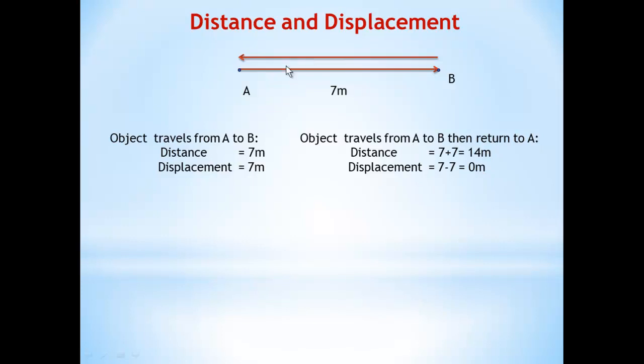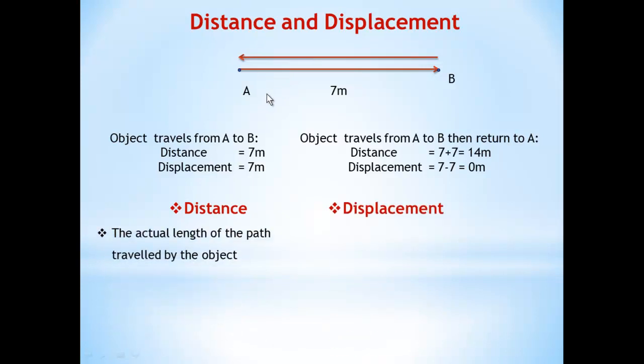So here we can say that the distance of an object is nothing but the total path traveled by the object. That is called the distance of an object. Distance traveled by an object is equal to the total length of the path traveled by the object. Okay, the total path traveled by the object is A to B, that is 7, then B to A, 7, and that is the distance traveled by the object.